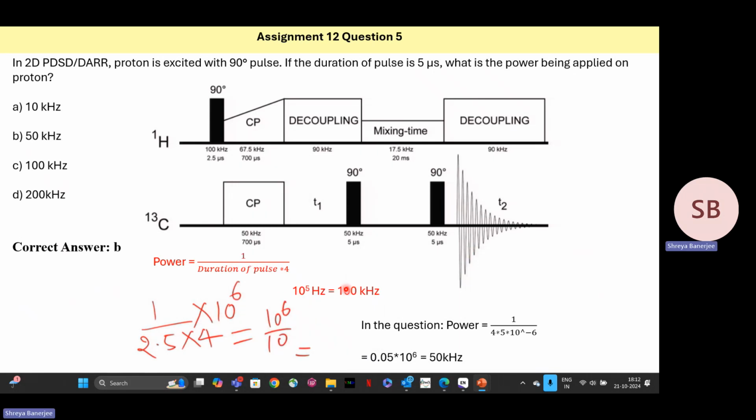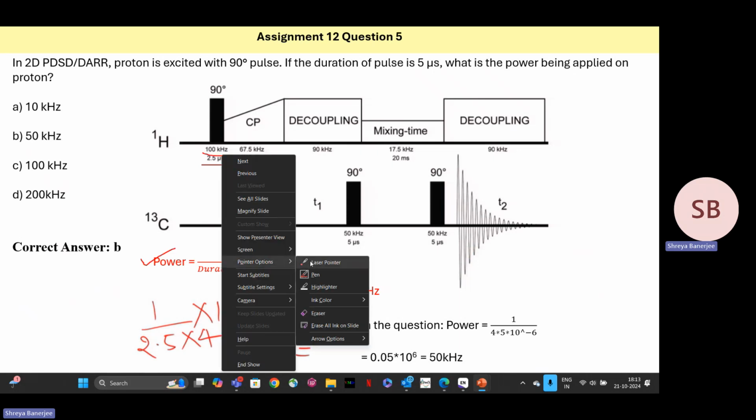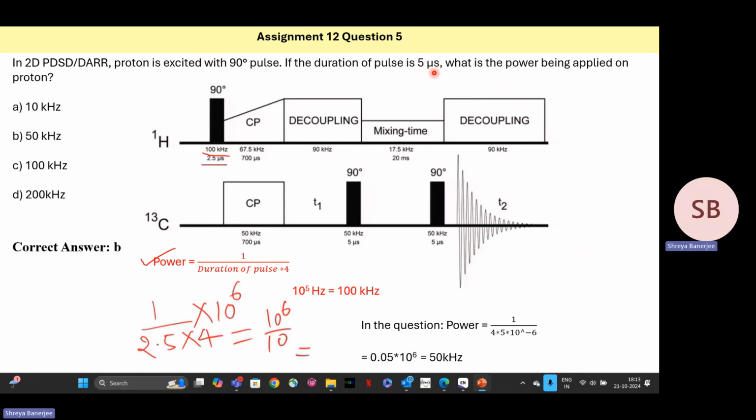So if you calculate this, you will get 100 kilohertz, and you can see 100 kilohertz is the power that is applied here. So a 2.5 microsecond pulse, if you apply this formula, will give you a power of 100 kilohertz. So if we apply that to our question, it is saying a pulse of duration 5 microsecond. So power would be 1 divided by 4 times the duration of the pulse, that is 5 into 10 to the power minus 6. If you calculate this, it comes to 50 kilohertz. That is your option B. So option B is the correct answer.